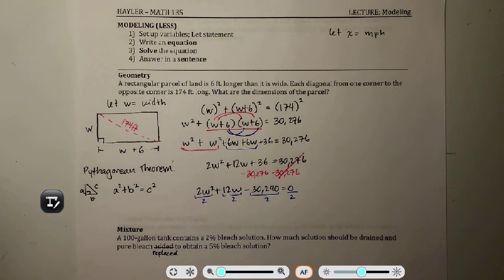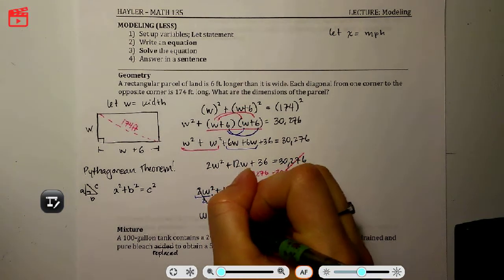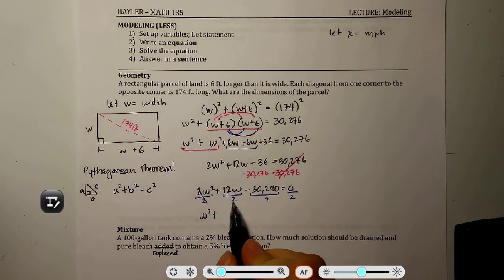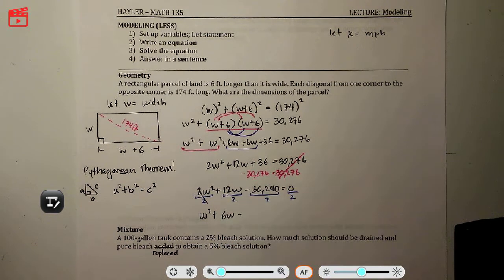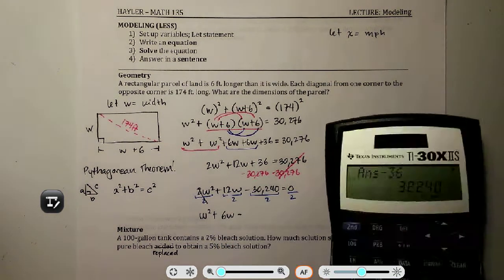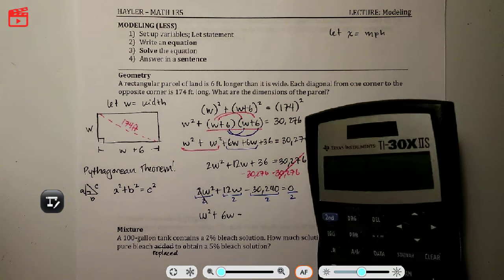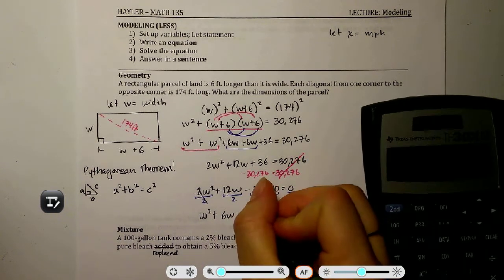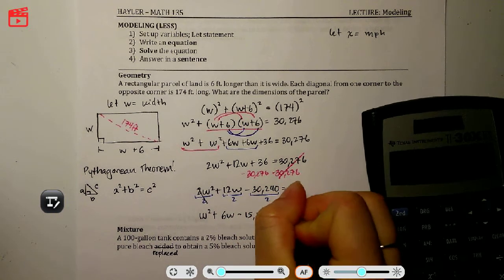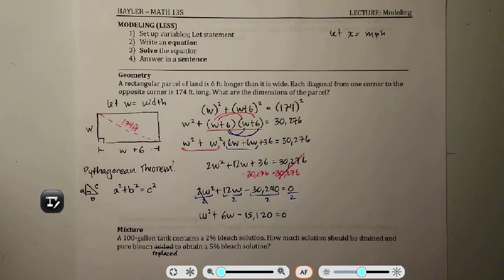What do we get? Let's see. Well, 2 divided by 2, that's just going to be w squared, plus 12 divided by 2 will be 6w, minus, and I kind of have an idea of what that is, but let's just go ahead and plug it into the calculator for that sake. 15,120. Okay, so 15,120 equals 0. All right, there's our quadratic.